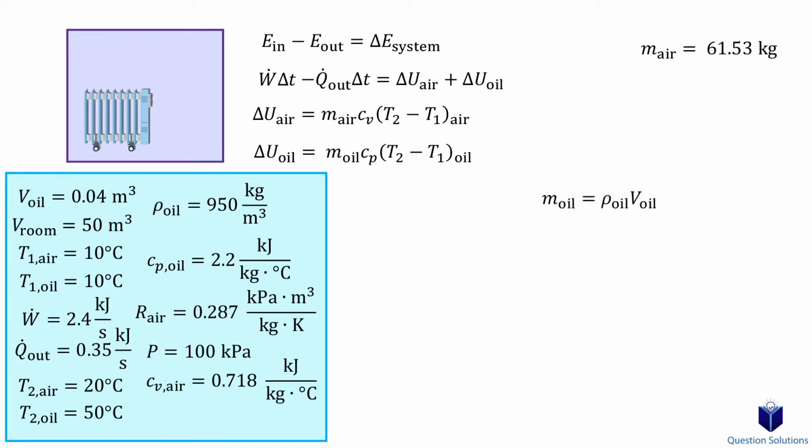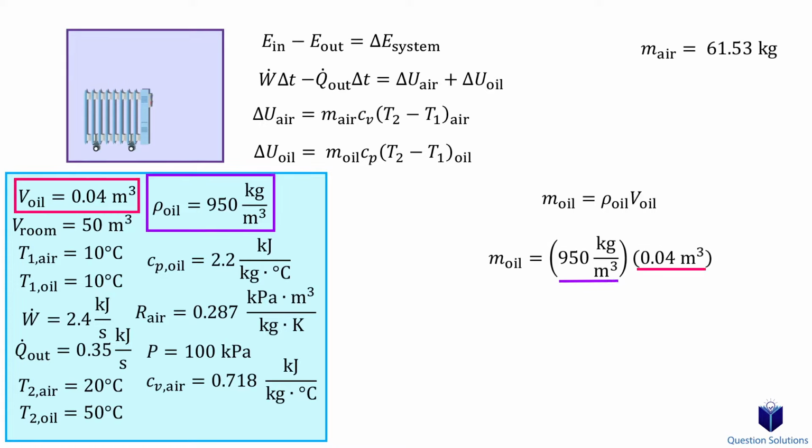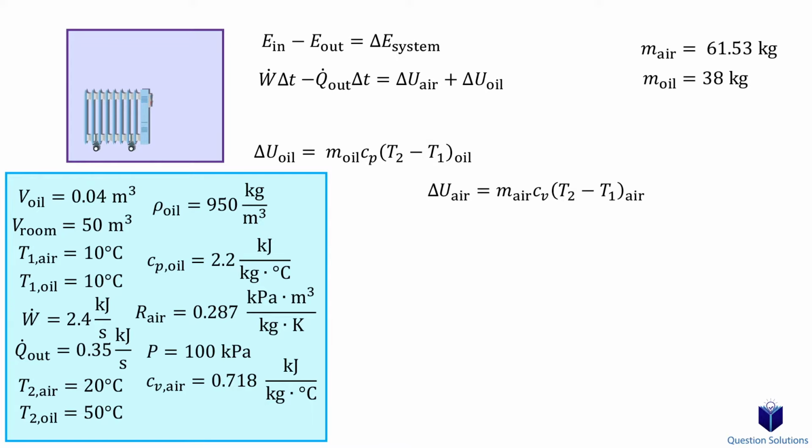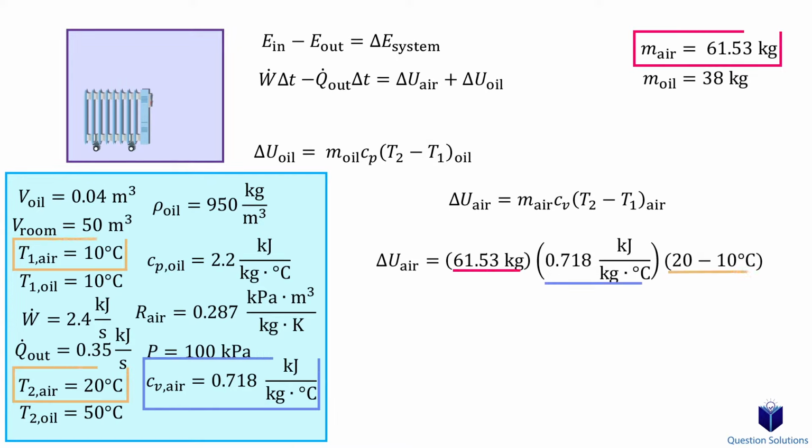Now we need to figure out the mass of the oil, which is much easier. Mass is density times volume, and we have both of those values. So let's plug in our values and solve. Now that we have the mass, we can find the internal energy change of the air and oil. We will start with the air.